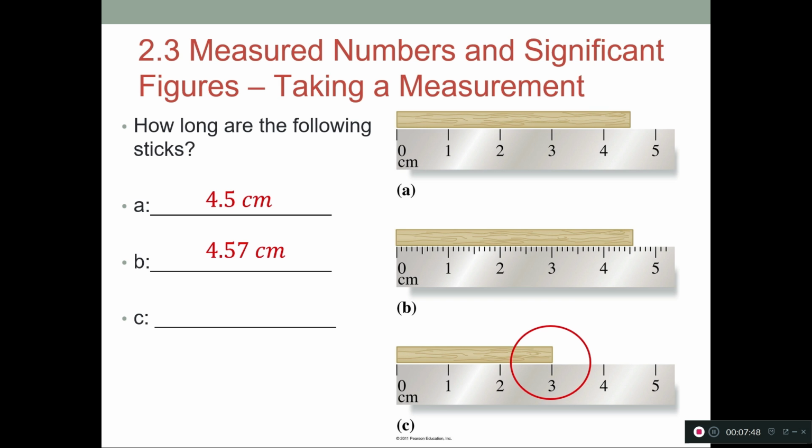This last one looks like we are again without those smaller tick marks, and so that means that we can only go with those larger tick marks. And so in this case we want to go to that 3 there, but again we have that one estimated digit, and so in this case it looks like it's lying right around pretty much exactly on that 3, and so we'll call that 3.0 centimeters.